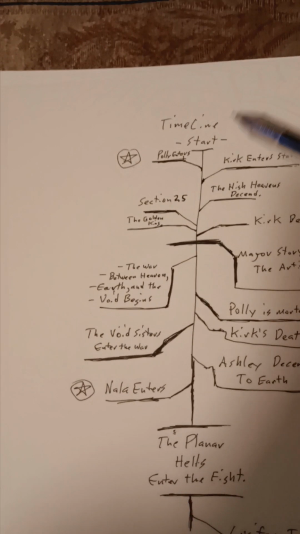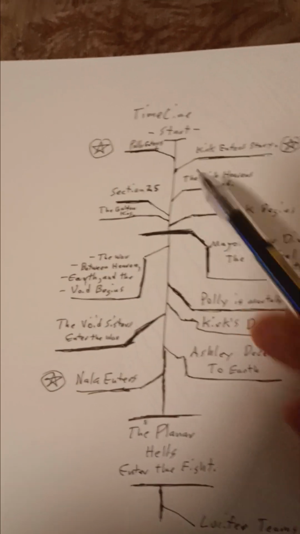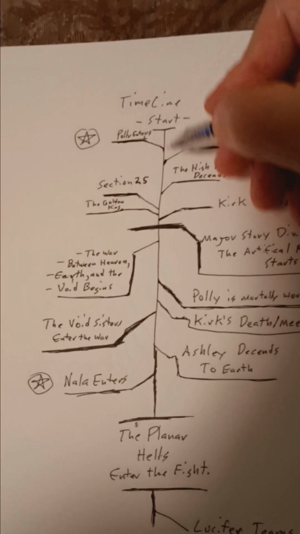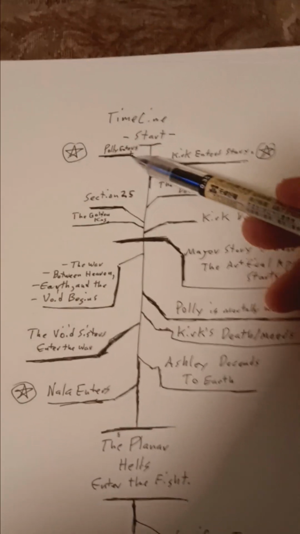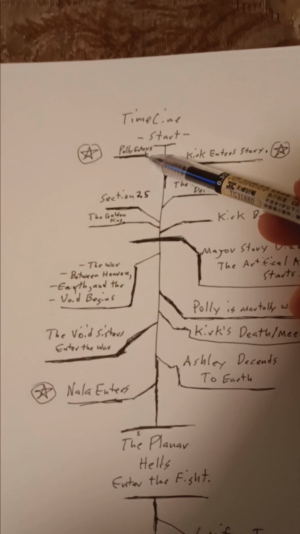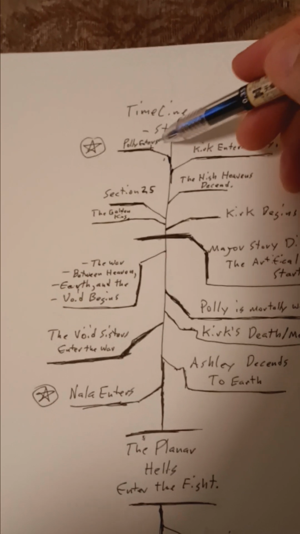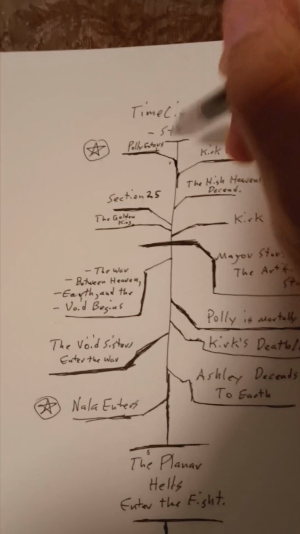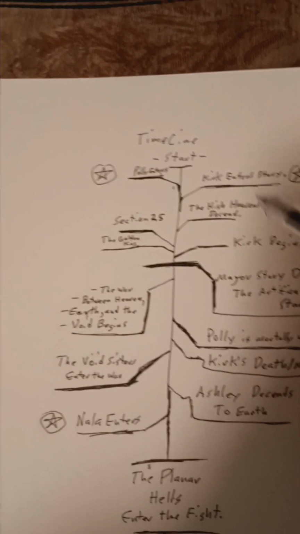So let me break this down for you. I haven't even mentioned what happens in the story. All I did is show the chronological story of everything. So first, we know that Polly enters. I'm not even saying how. I know how Polly enters, and that's part of the story, but I'm not worrying about how she enters. I just want to know where she enters. She's first. Kirk comes second.